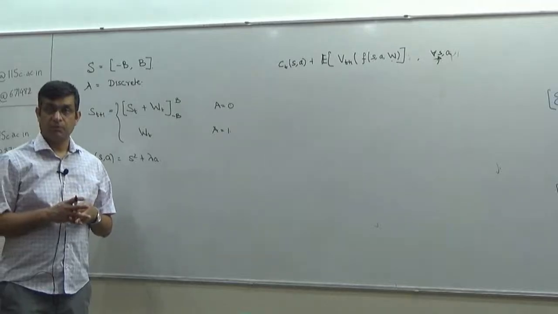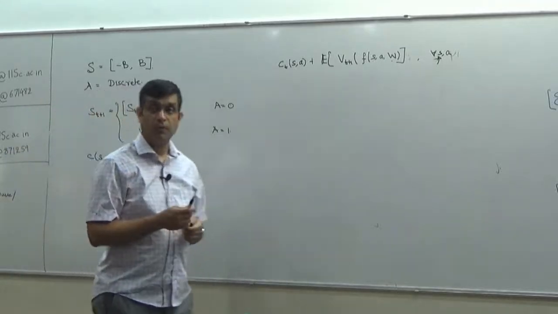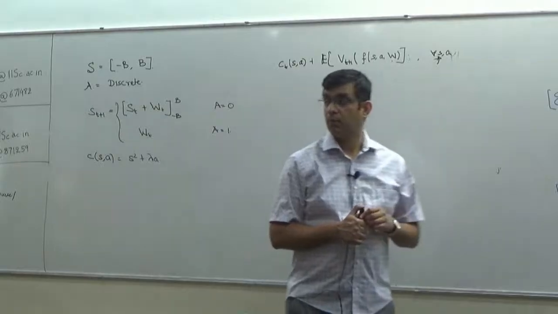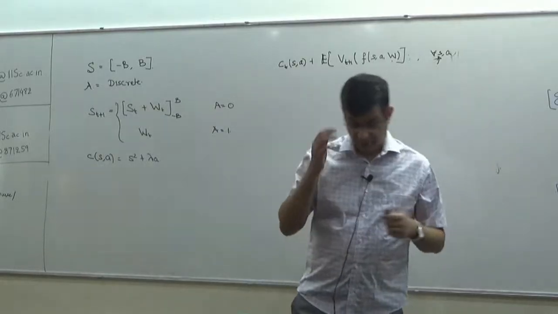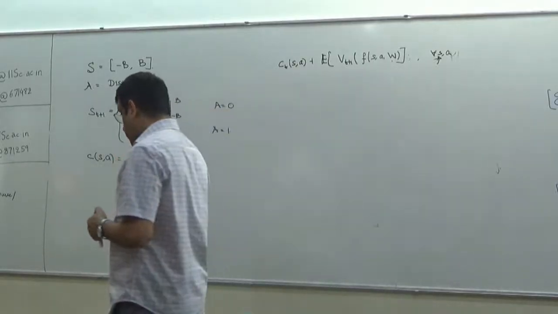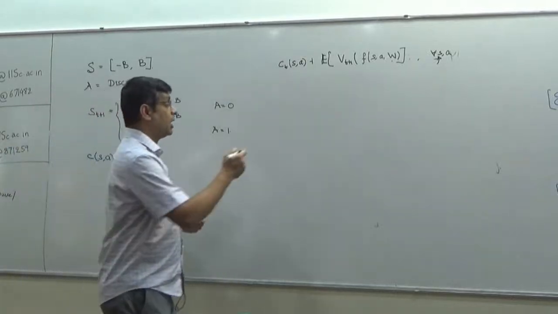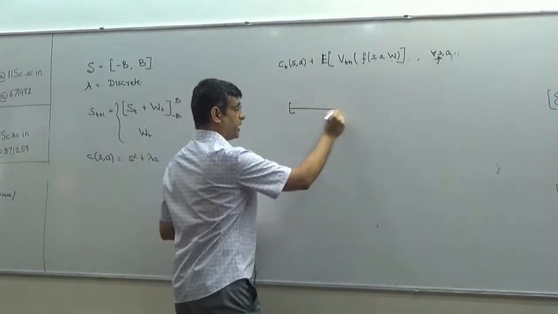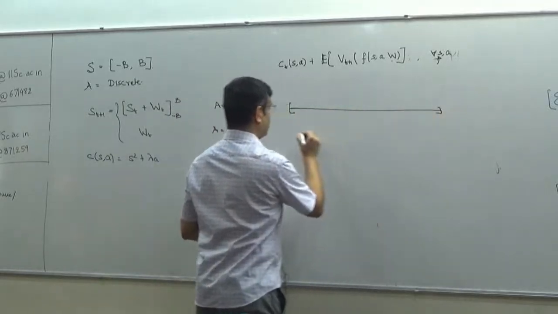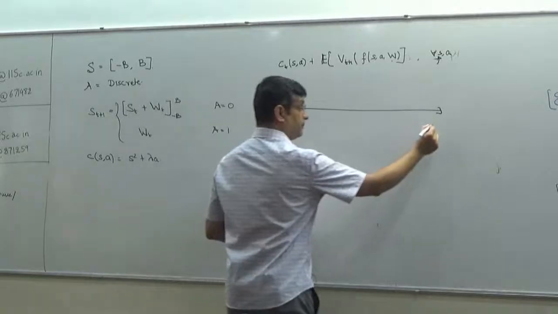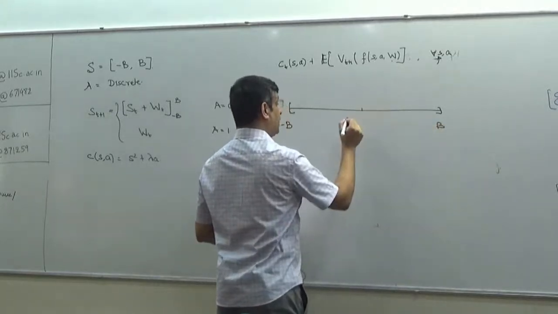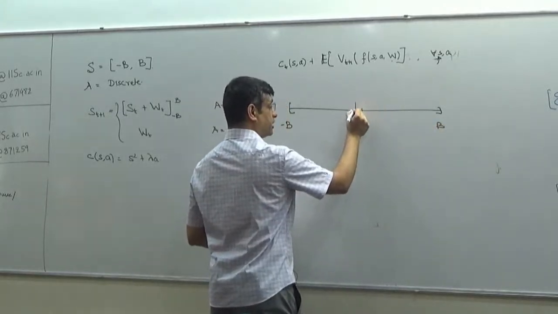Okay. What is the simplest thing I could do? Okay, discretize the state space. How will I discretize the model? What is the obvious way to discretize the model? I am going to say this is my interval minus B to B. I will partition it into bins.